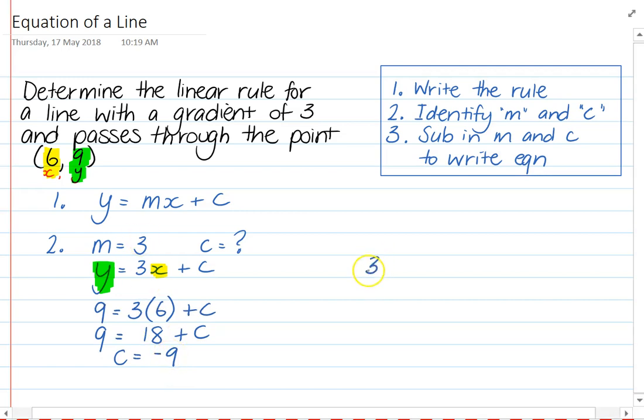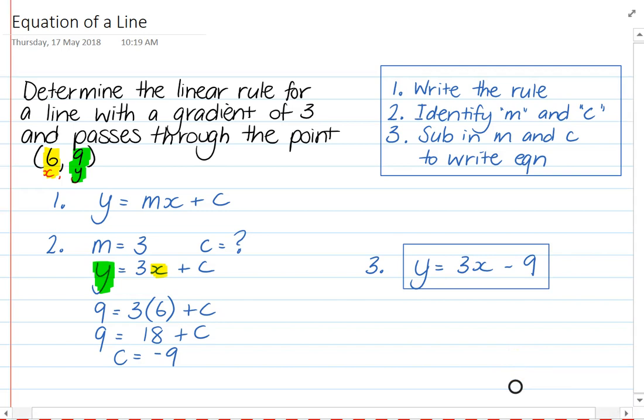So step 3 is we write our final equation. y = 3x - 9. Again, I like to put a box around it so I know that's my final equation. I'm done. I can use that to solve other problems later on if I need, or even sketch the graph if I need.